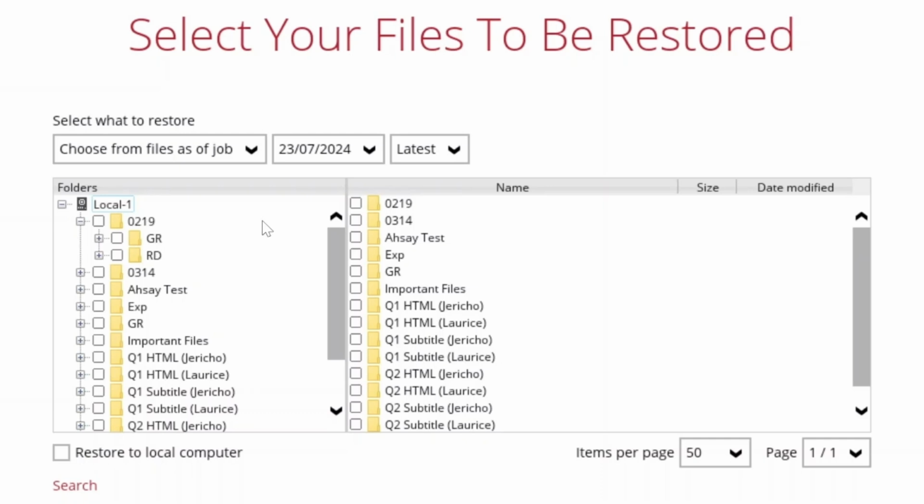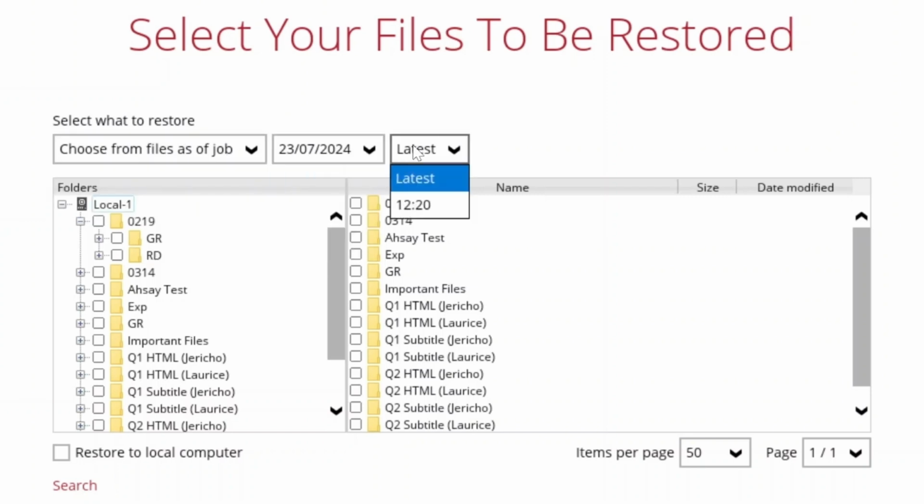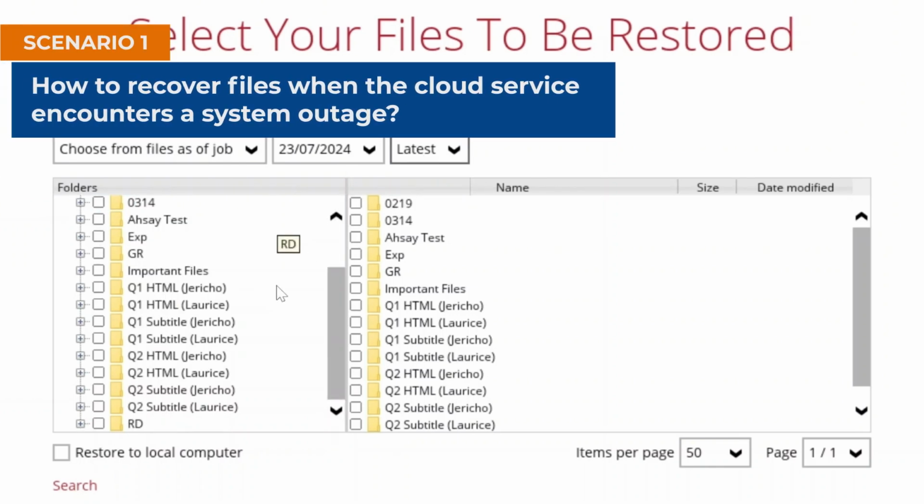The option Choose from Files as a Job is selected by default, with the latest version of our backup files or folders shown. But you may select a particular version by clicking the drop-down menus next to it. We can manually locate and select files or folders we need to restore. For our first example, let's say Google Drive is experiencing a system outage and we can't access any of our files stored in our account.